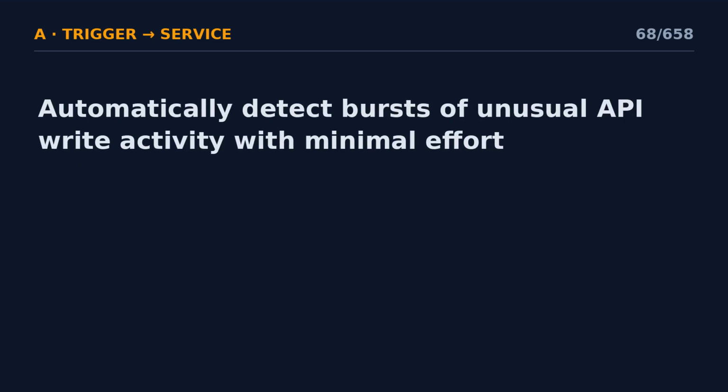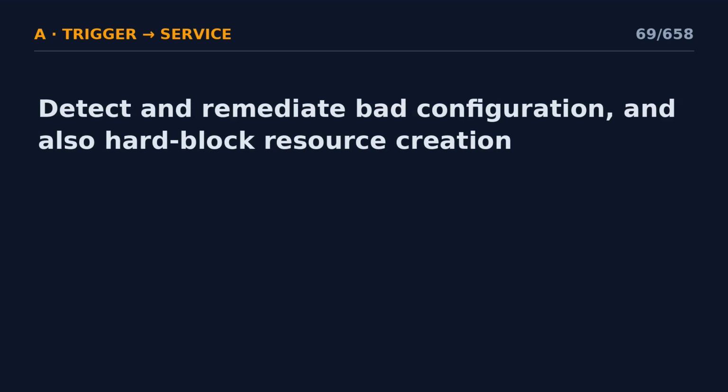Automatically detect bursts of unusual API write activity with minimal effort. Answer: CloudTrail Insights. Detect and remediate bad configuration and also hard block resource creation.